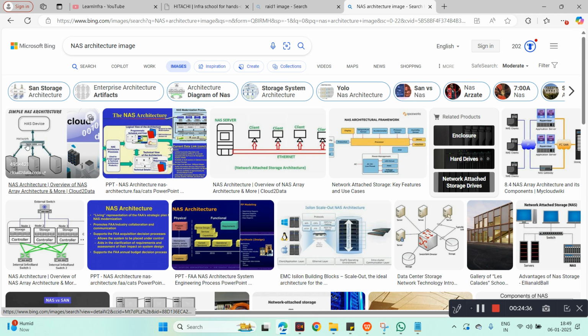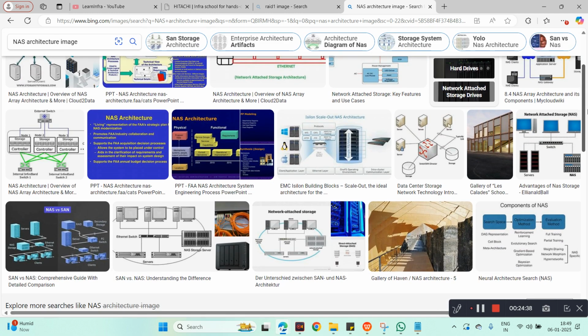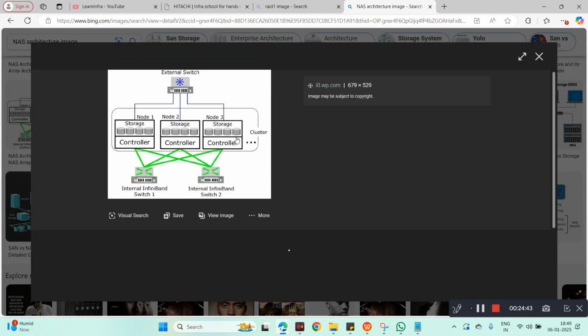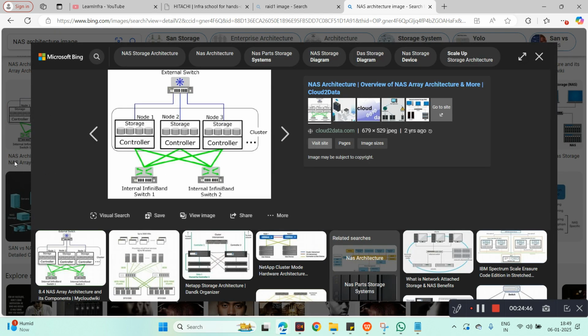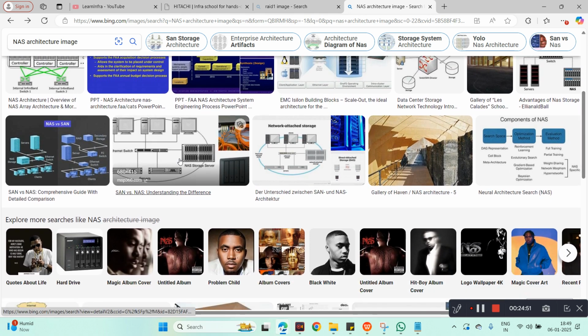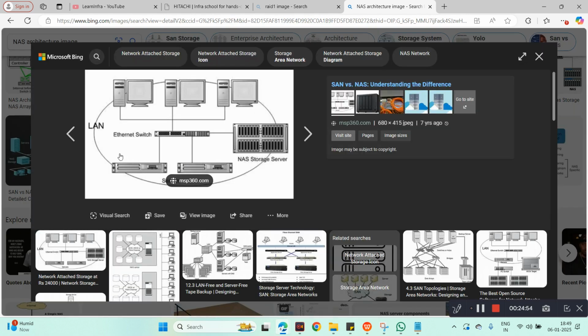Let me show a better diagram, yeah, I think this is better. So these are your servers, and this is your NAS storage. Suppose it's a two node NetApp cluster. From each node you select one Ethernet port and connect it to a switch. For the other node, you select another Ethernet port and connect it to another switch, okay.